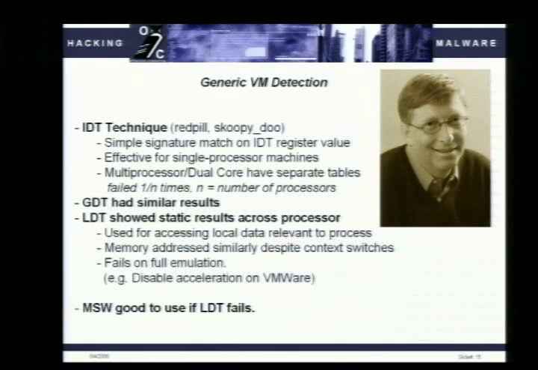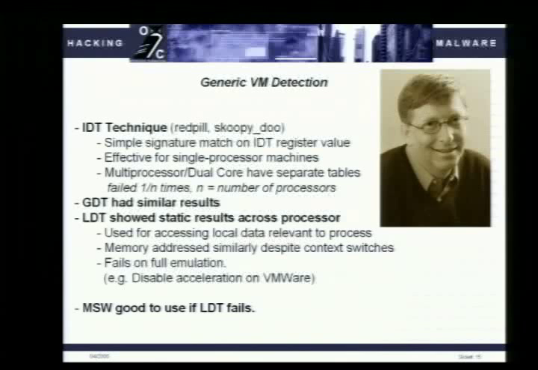And so the question becomes, how does the ingenious malware developer come up with a way to understand all of the IDTs across all number of processors? And so the quick thing that you can discern from this is that if you are using the IDT method, you're going to fail 1 over n times for however many processors you have.